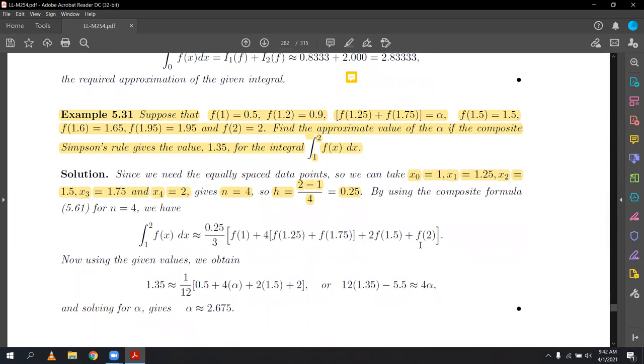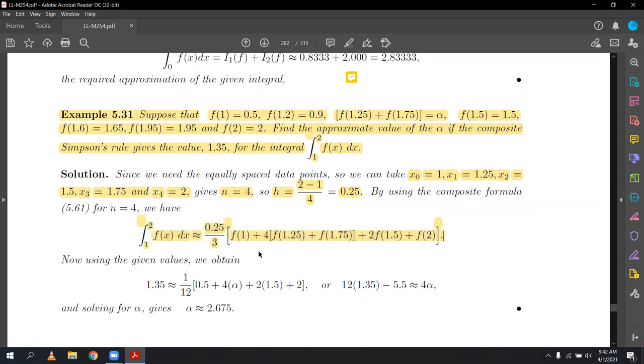How many odd points we have? Odd points are x1 and x3. It means the function value at x1 and x3 should be multiplied by 4. And how many even points we have between them? Only one, x2. And this is multiplied by 2. And that's what the shape of your composite integral looks like.